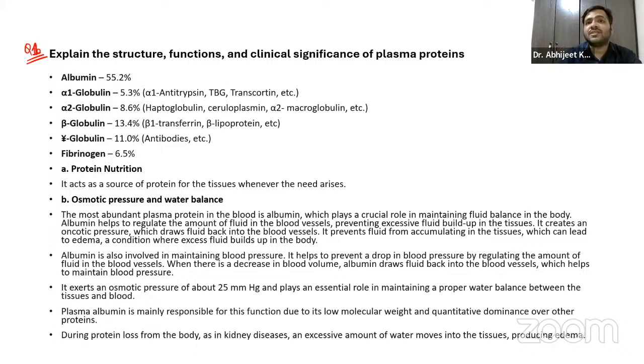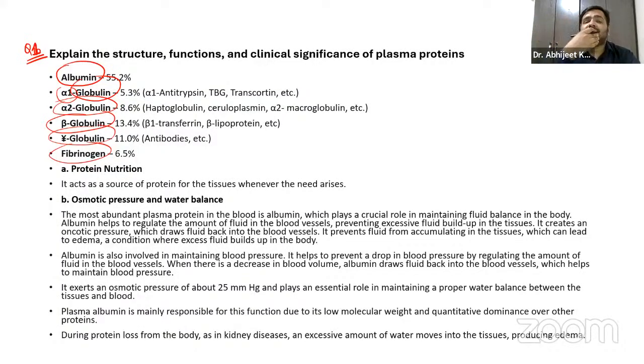Explain the structure, function and clinical significance of plasma proteins. Now guys, before starting that, you should know about the plasma proteins. We have already discussed this earlier in my lectures. We have albumin, globulin, alpha 1 globulin, alpha 2 globulin, beta globulin, gamma globulin, fibrinogen. All these proteins are there, right? The major plasma proteins are albumin, globulin, and fibrinogen.